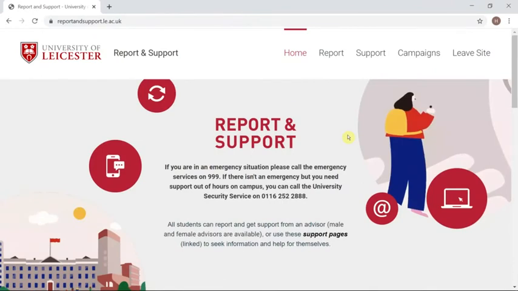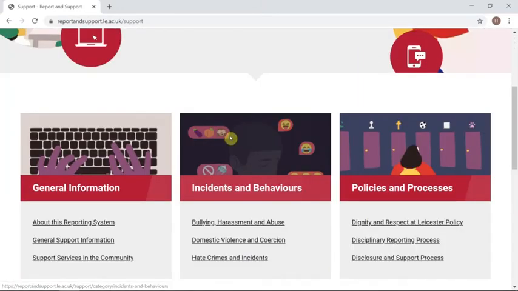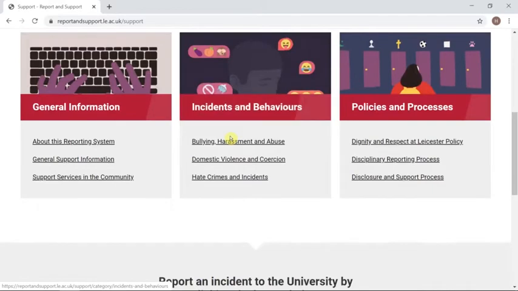The sections of the system which can be used to provide support are the report function, the support pages, the campaigns section, and the leave site option. The support pages provide general information about the system, give more information and examples of unacceptable behaviours, and provide some information outlining current processes.